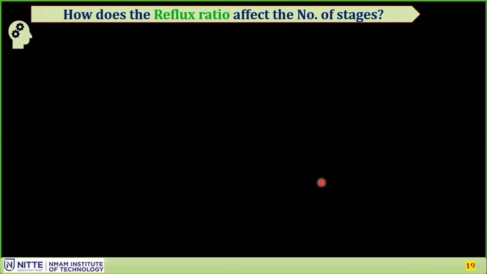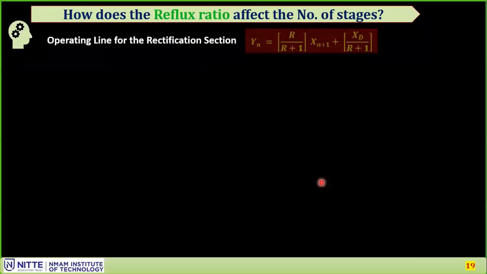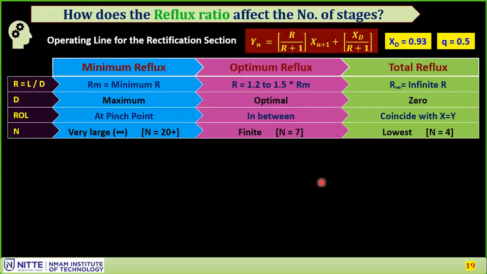Okay, the next question comes, how does the reflux ratio affect the number of stages? Reflux ratio is nothing but L by D. So we have an operating line equation for the rectification section where R comes into the picture. Slope is equal to R by R plus 1, intercept is equal to XD by R plus 1. For the first problem we have taken, XD is equal to 0.93, Q is equal to 0.5. For this particular case we have solved the problem, right?